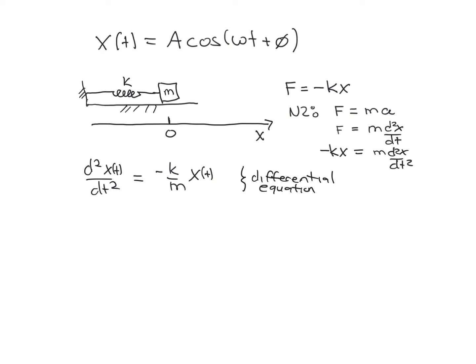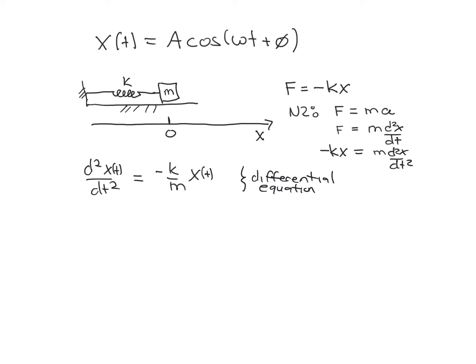So what we're looking for is a function x of t such that when we differentiate it twice with respect to time, we get a quantity which is equal to minus some positive number times the function itself. So you're looking for a function that when you differentiate it twice, you get something proportional to the function itself. Now, can you think of a function that satisfies that?